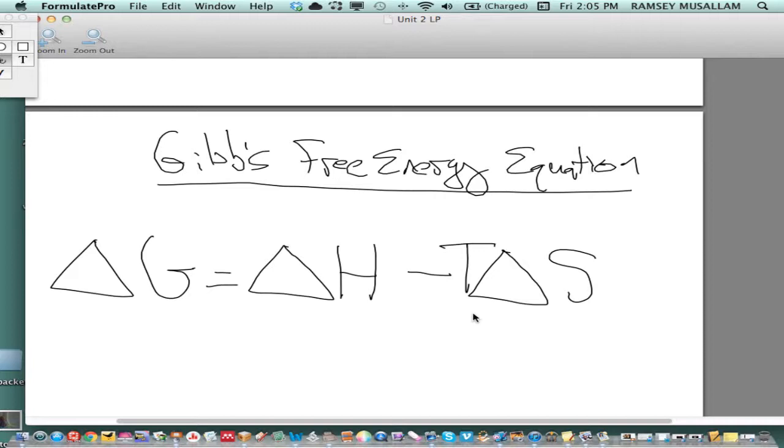Oh God, I gotta look at Gibbs free energy. God, I hate this shit.